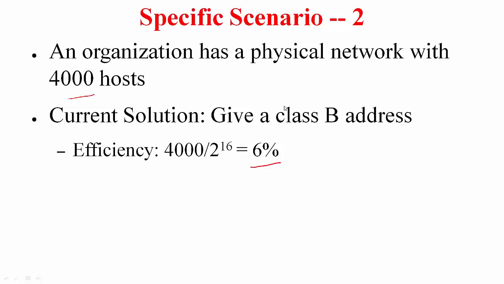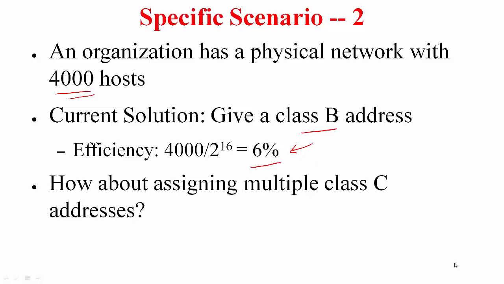Do you still remember the problem or did you forget? Let me reiterate. We have an organization that has only one physical network but with 4,000 hosts. Subnetting doesn't help, so we have to give it a class B address, which leads to very poor efficiency. Now, how do we solve this particular problem?